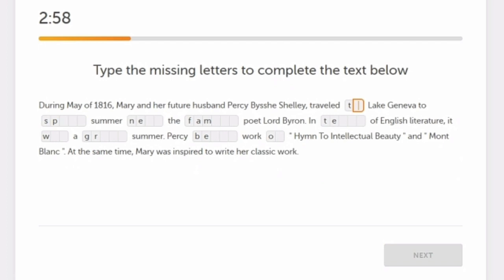So this is our next question. In this question, you are given 3 minutes. What you have to do is type the missing letters to complete the text below. So this is a little tricky question. You can't fill the missing words unless you understand the complete passage. You have to read it completely, and you must have fast reading skills for this question.